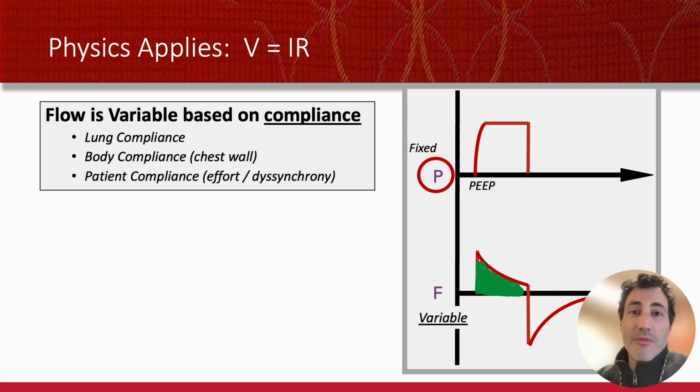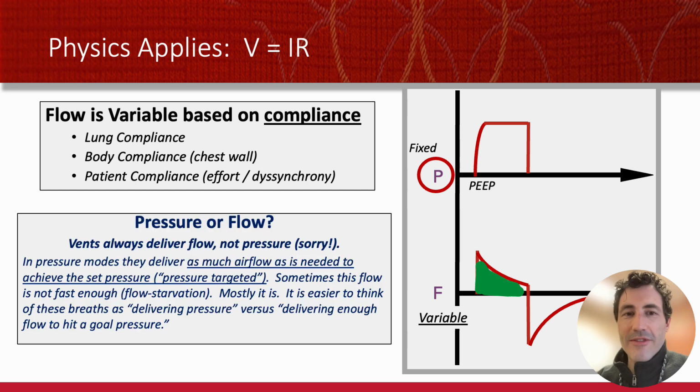That's a reminder that the flow is always variable based on compliance. But last time what I didn't tell you is that when the ventilator delivers a pressure breath, I'm kind of lying a little bit. Vents always deliver flow. They don't really deliver pressure. They simply deliver enough flow, or they try to give enough flow to meet your pressure goal. And most of the time that works quite well. But if the patient's sucking in air, sometimes the vents are not pulling enough airflow from the wall to actually meet that goal. And so the vents try to keep up. But really the right way to call a pressure breath is pressure targeted flow. And sometimes that's not enough.